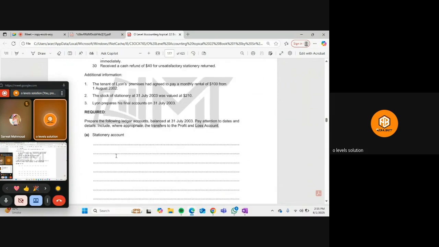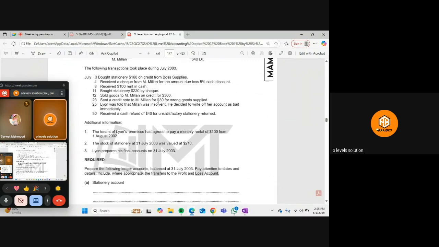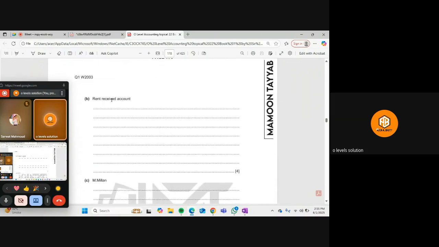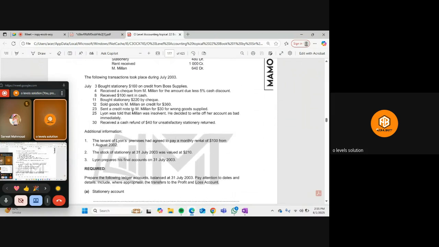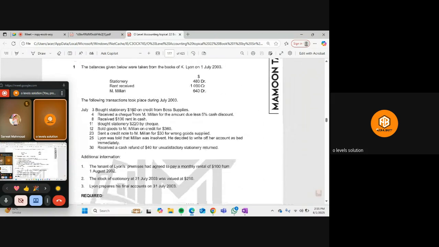Yes, you can see that we have to prepare a stationery account here. Stationery account is the expense account, and we need to prepare the rent received account. As you can see, the balances given below were taken from the books of K. Leon on 1st July 2003. So stationery is a debit balance. It means that we need to write it on the debit side. This is prepaid expense, because we use the PAP account for the expense.